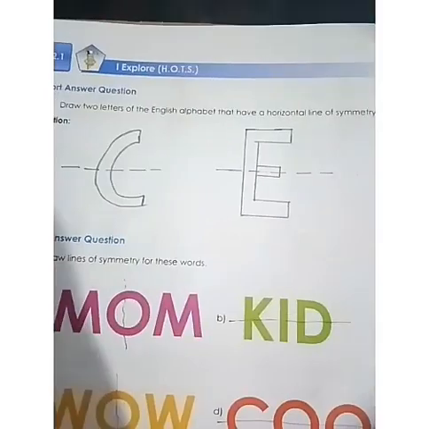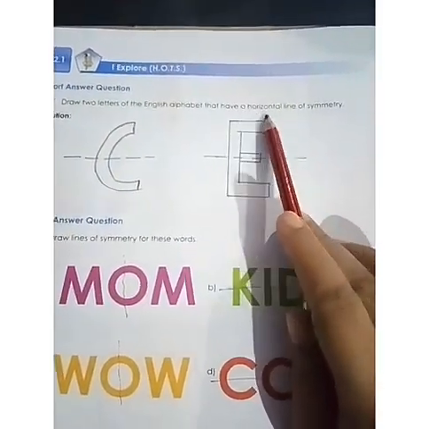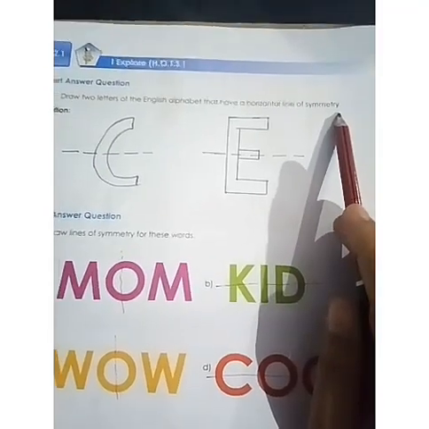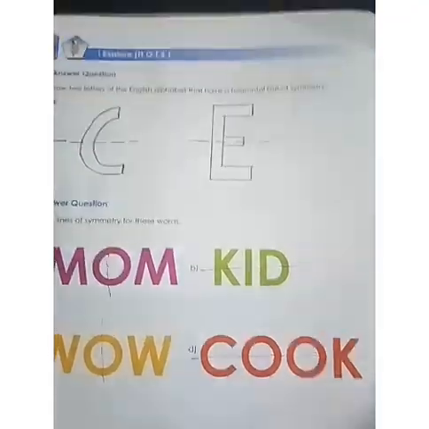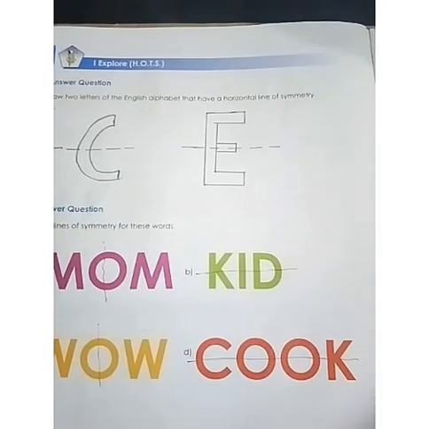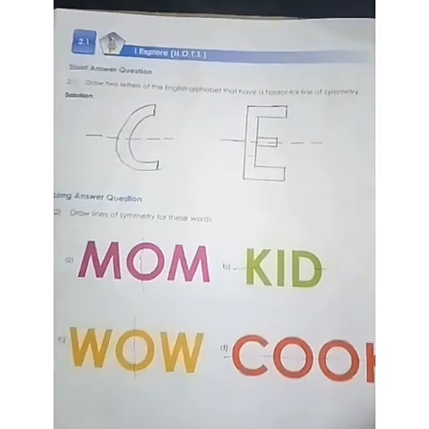Question number 21. Draw two letters of the English alphabet that have a horizontal line of symmetry. So I have taken C and E here. You can also take your own, like B, or X. They have got the horizontal line of symmetry.